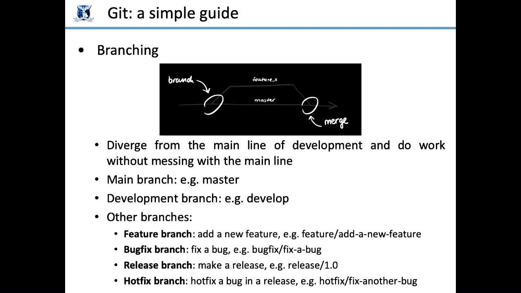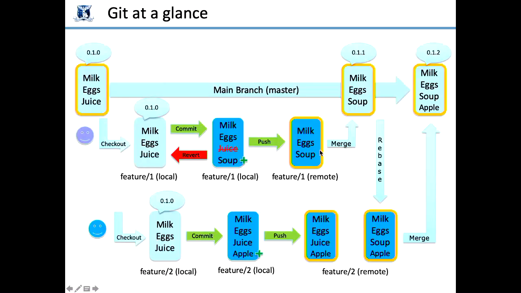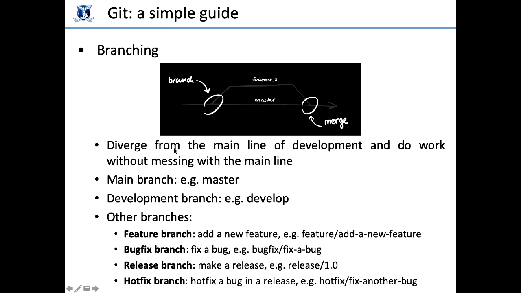So next is how Git branching works. When you do this, you create a new branch. Branches diverge from the main line of development, so it won't have any influence on other people's work. So you can make a snapshot, you do your job, then you merge it back.